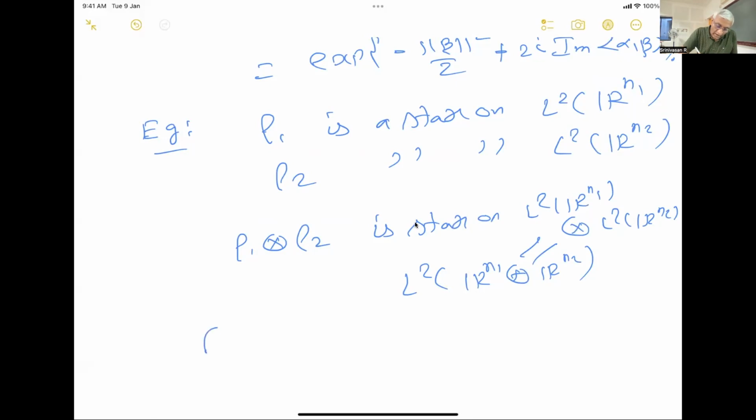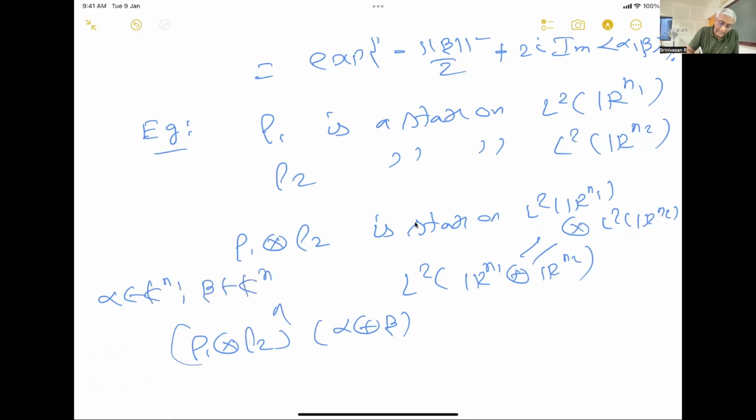Okay, now rho1 tensor rho2 hat of alpha direct sum beta, where alpha is in C^n1, beta is in C^n2, right? Then this is going to be rho1 hat of alpha times rho2 hat of beta, as you expect. This is clear. Okay.